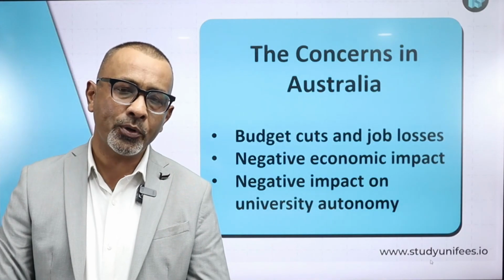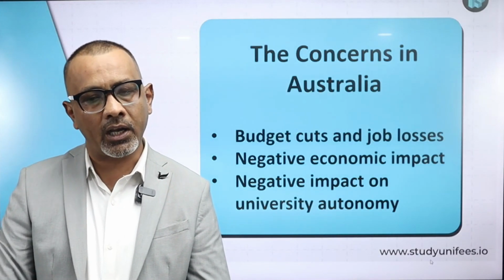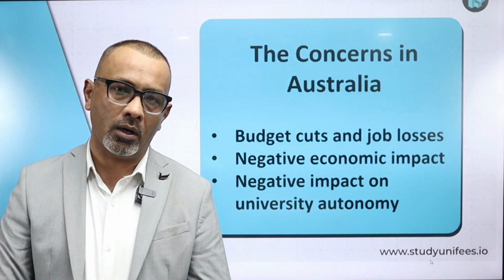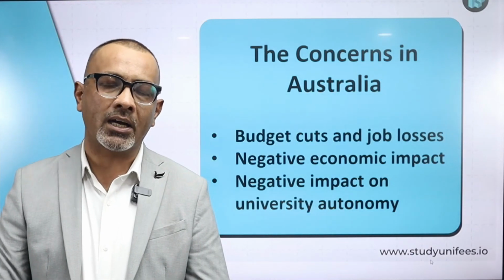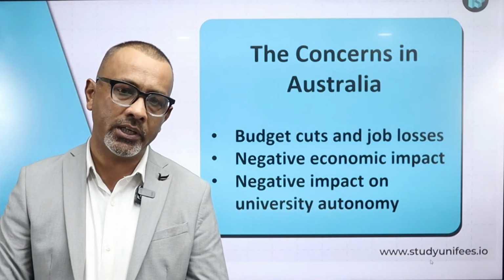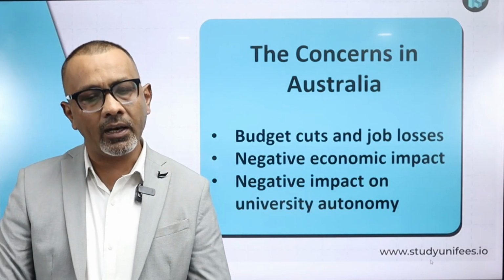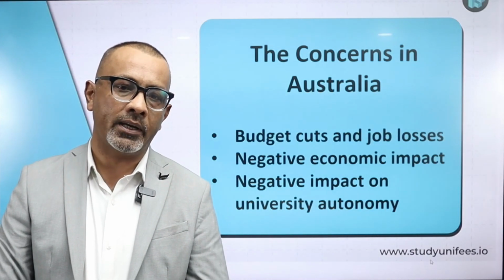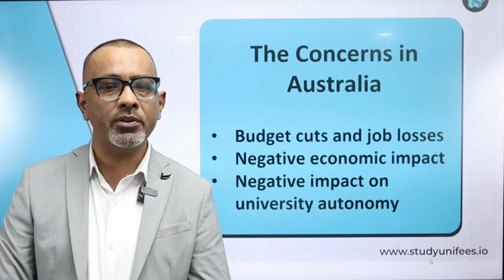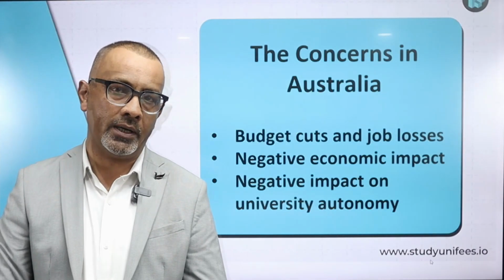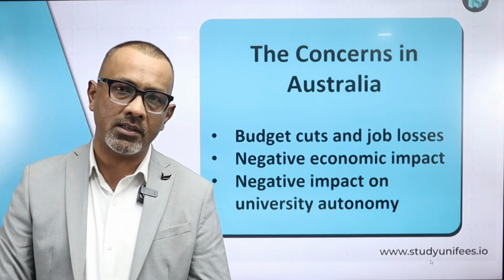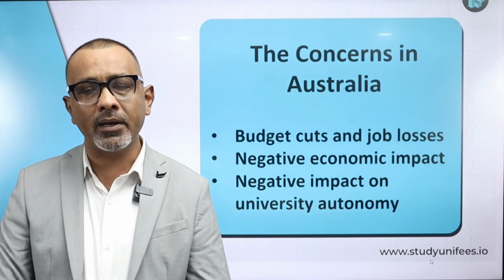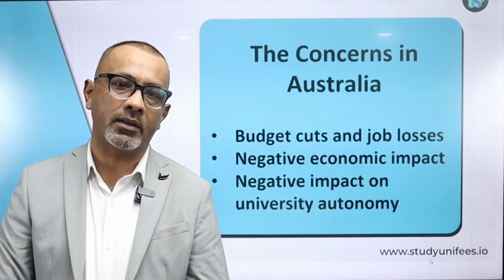International students contribute heavily to the Australian economy. Thus, overall, a negative economic impact will be felt upon Australian GDP. Finally, this is also seen as interference into the university ecosystem in Australia. There are fears that universities could lose their independence due to this governmental interference.